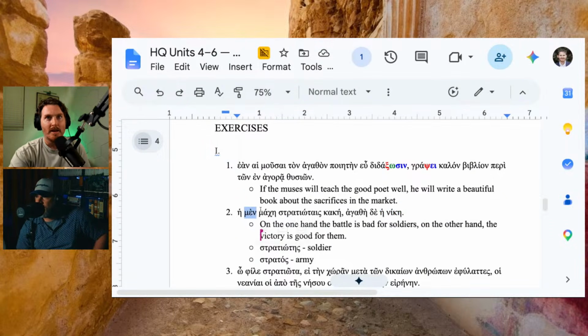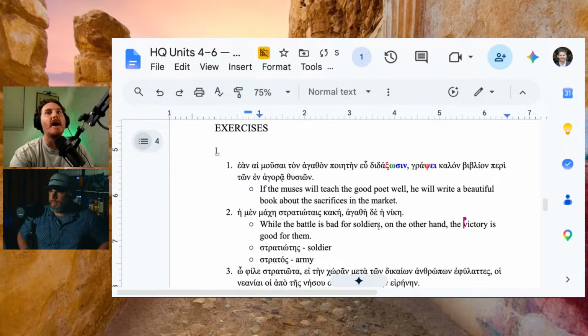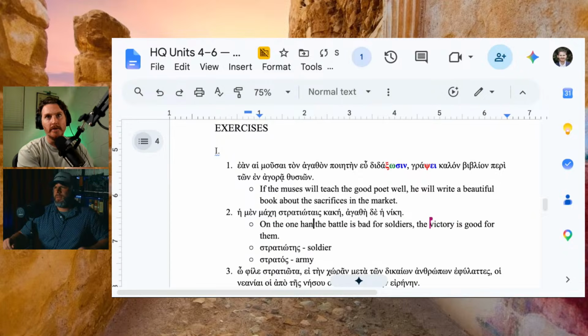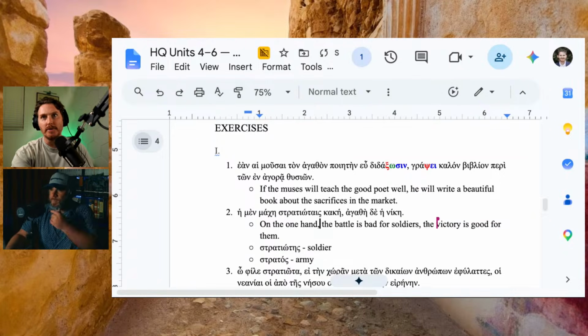Yeah. And the way you're translating men de is super literal, on the one hand, on the other hand. You could also say, just to give you some variety, while the battle was bad for the soldiers, the victory was good for them. That would give you a more concise English translation with the word while, as opposed to on the one hand, the battle was bad for the soldiers.